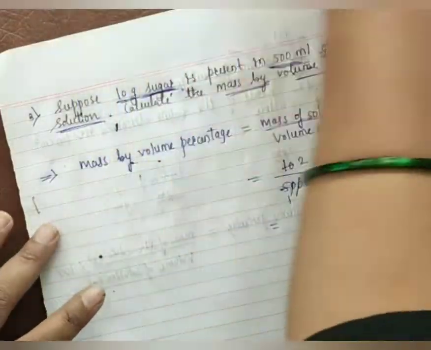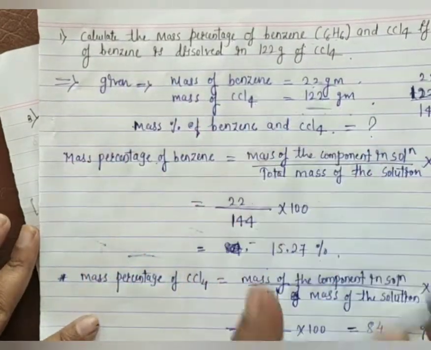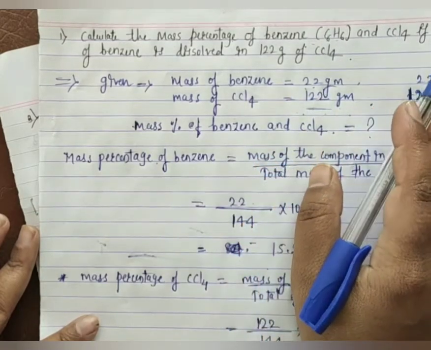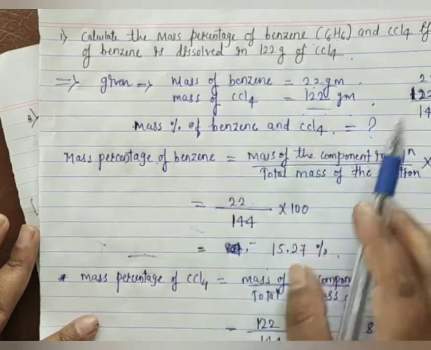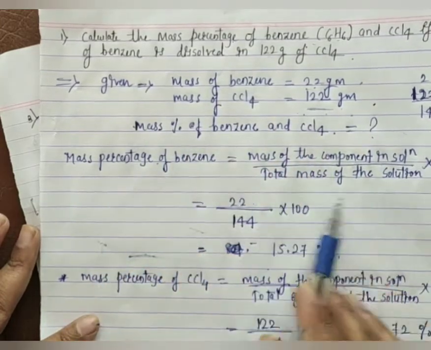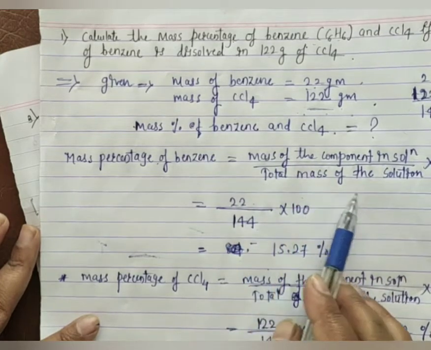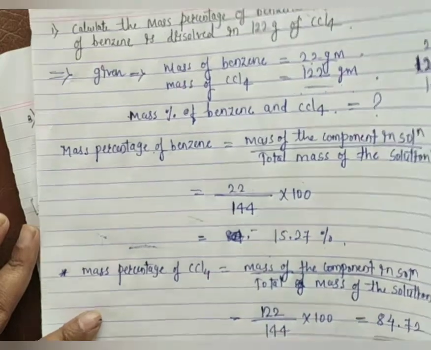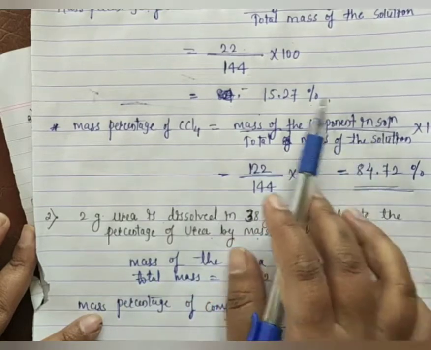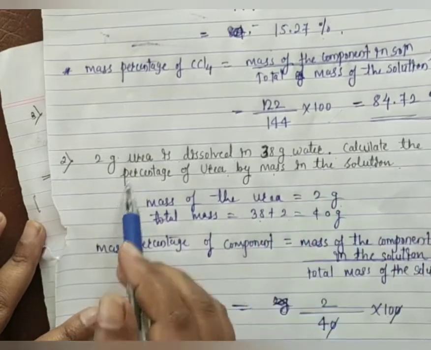Here I solved 2 problems. First, calculate the percentage of benzene and CCl4. For benzene, the given mass is 22 gram, and the total mass, 22 plus 122, is 144. Using the formula, the mass of the component is 22 divided by 144 into 100, and I am getting 15.27%. In the same way I calculated for CCl4, and I am getting 84.72%.